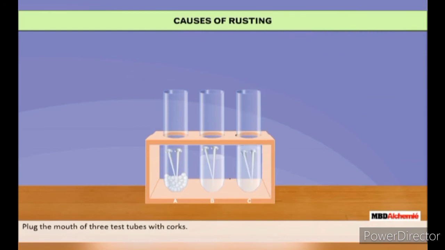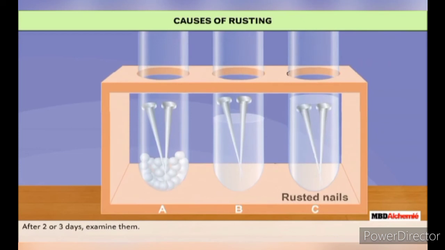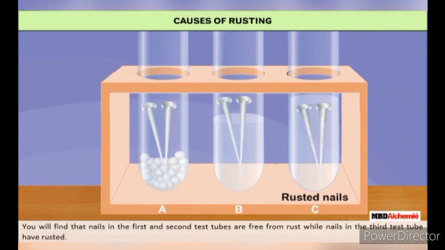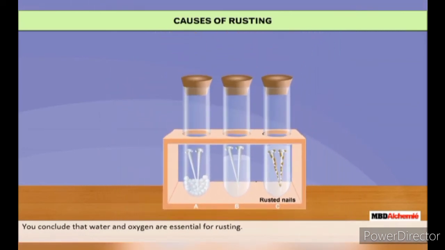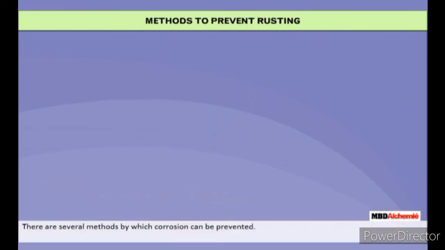Plug the mouths of all 3 test tubes with corks. After 2 or 3 days, examine them. You will find that nails in the first and second are free from rust, while nails in the third test tube have rusted. You conclude that water and oxygen are essential for rust.